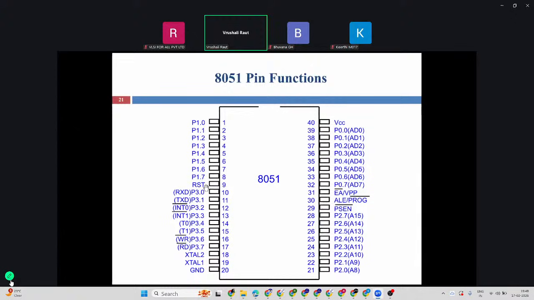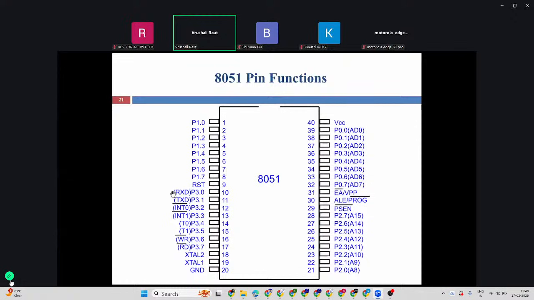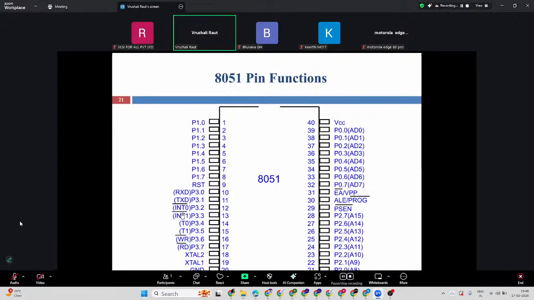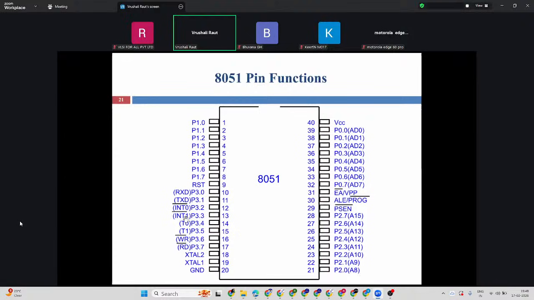Then the reset is there. Then port 3 is there. This port 3 has other functions also. At first we will check port 3, 3.0 to 3.7, total 8 pins of port 3, and it is having multiplexing. P3.0 is RxD, P3.1 is TxD. P3.2 and P3.3 are two interrupts, INT0 and INT1. These two interrupts are bar, means they are active low.